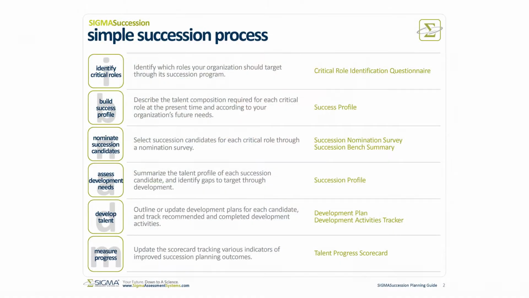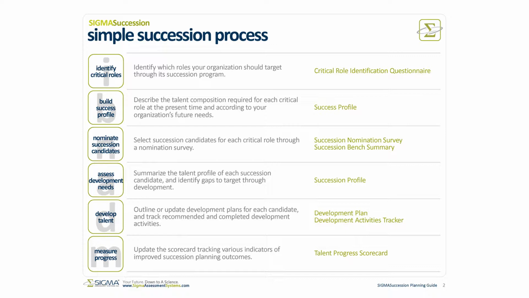Succession planning can be a really intimidating process for some, but it doesn't have to be. The purpose of the webinar today is to add some structure and provide some tools to take a little bit of the intimidation factor out of your succession process.